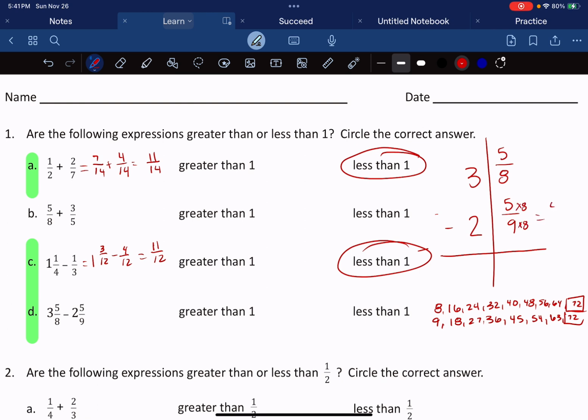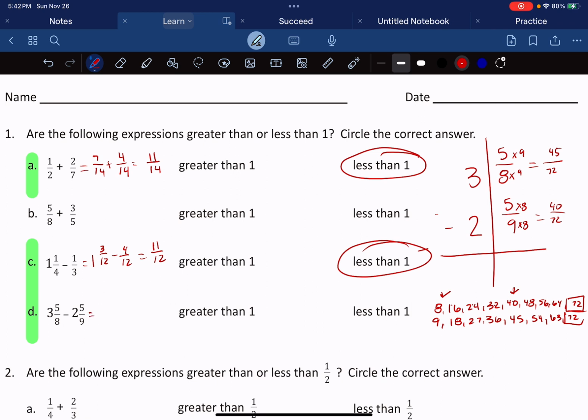So that gives me 40 over 72. Reminder, you already have your multiples of 8, so if you need to look, I can count 1, 2, 3, 4, 5, and see that that's 40. And then for 8, it took me 9 times to get there. So I get 45 over 72.